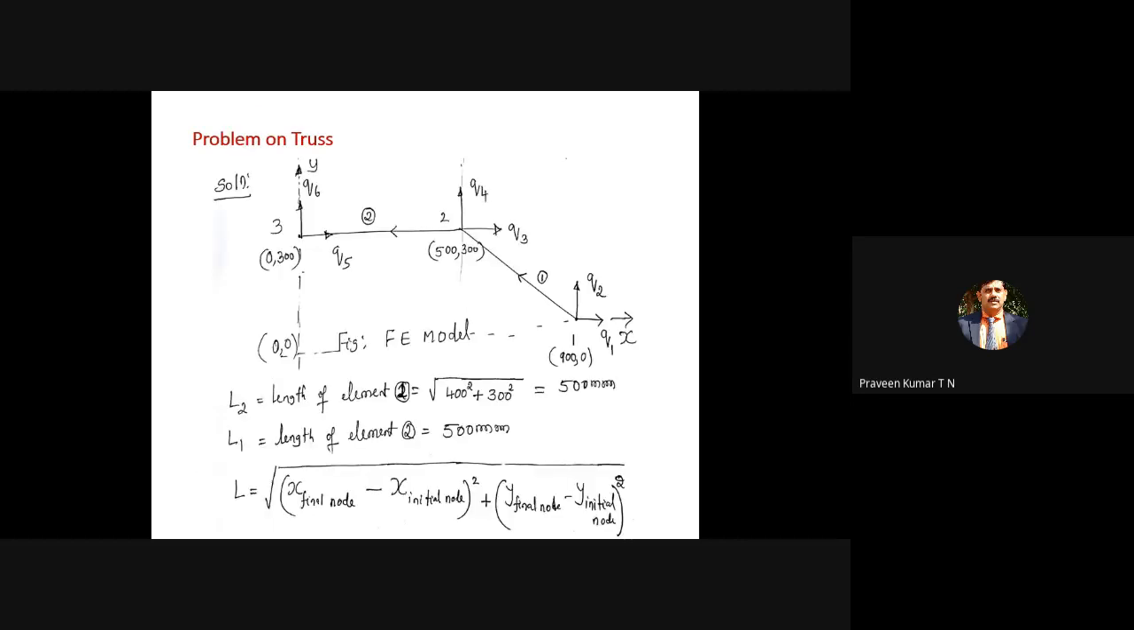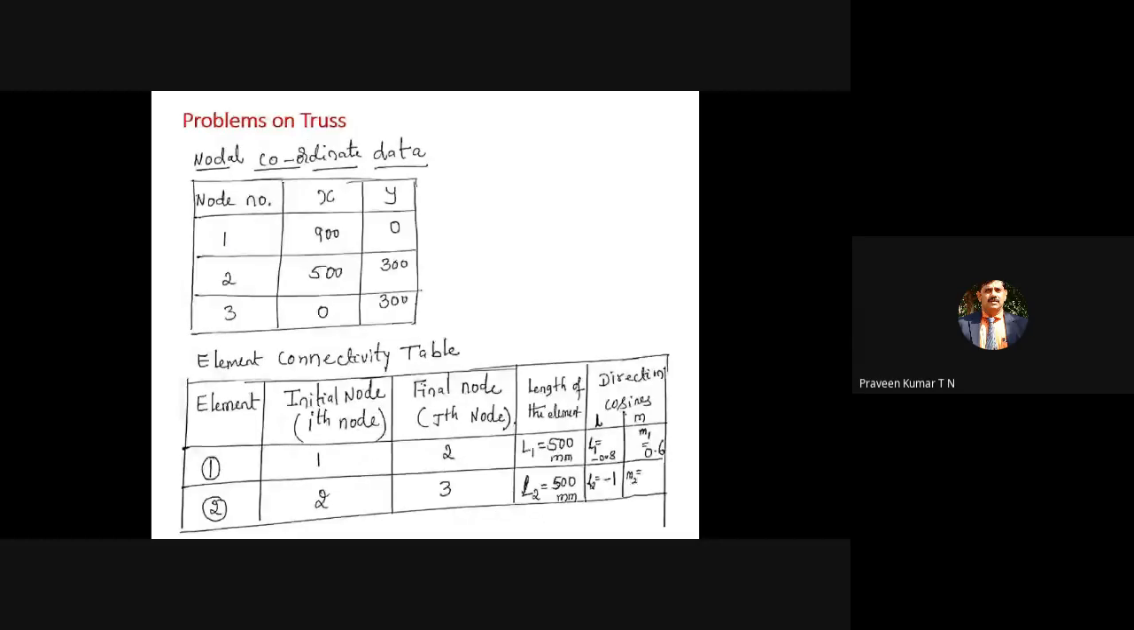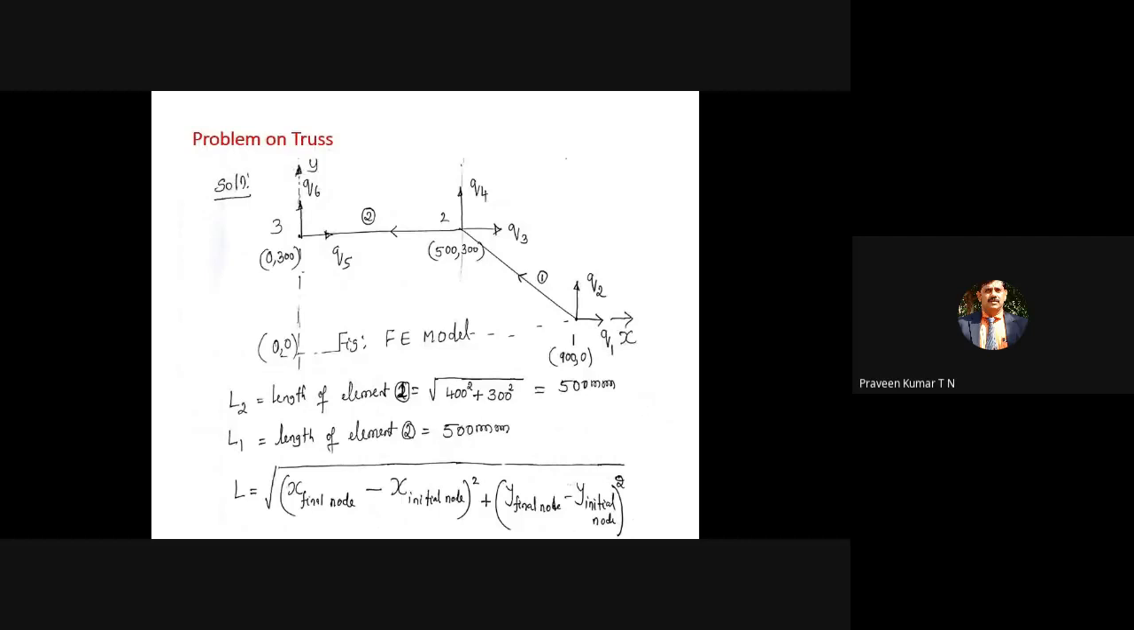Now you have to write the element connectivity table, but in this case all elements are continuous. This is node 1, node 2, node 3. But in some cases this may be node 3 and this may be node 1. In such cases the element connectivity table is very, very important. The element connectivity table is nothing but: element 1 is made up of node 1 as well as node 2.